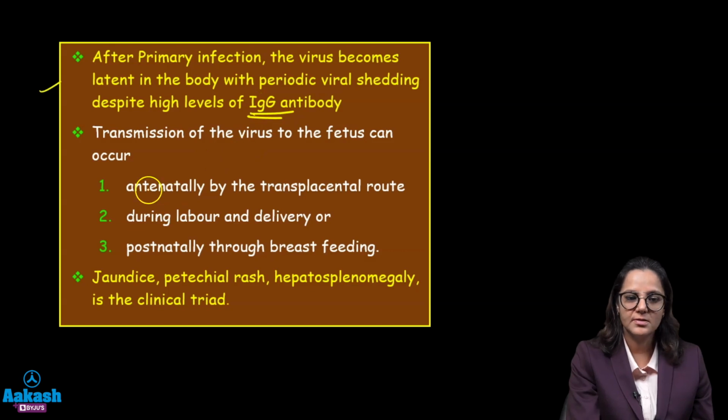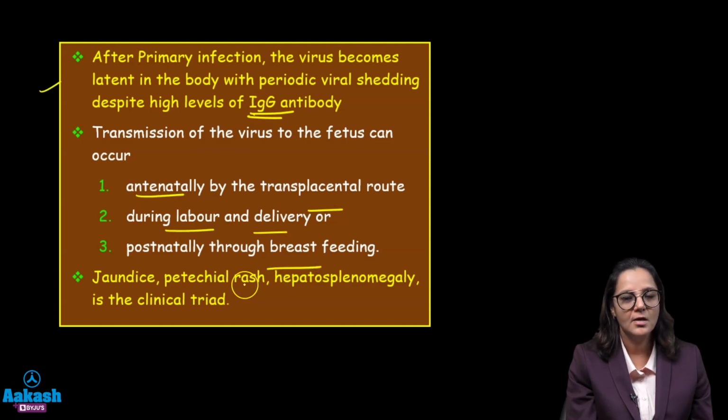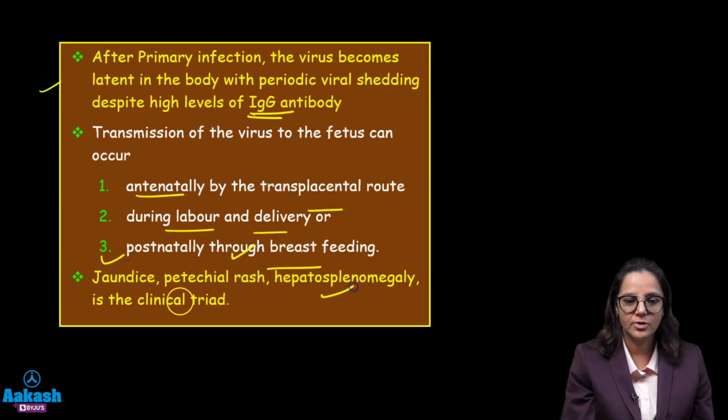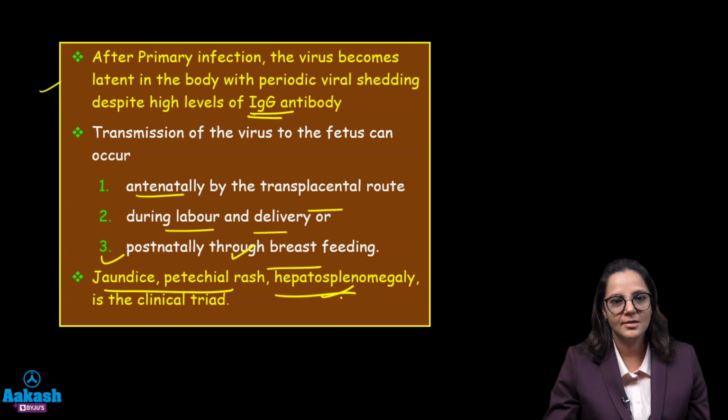Transmission of the virus to fetuses antenatally, how? By the transplacental route. It can also occur during labor and delivery and at the time of breastfeeding. Now there is a triad for cytomegalovirus infection. It can lead to jaundice, petechial rash and hepatosplenomegaly. So this is the clinical triad.